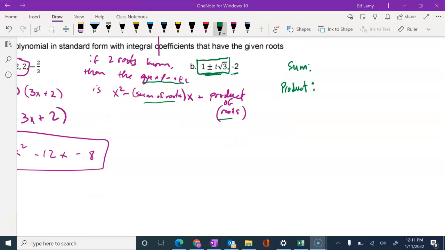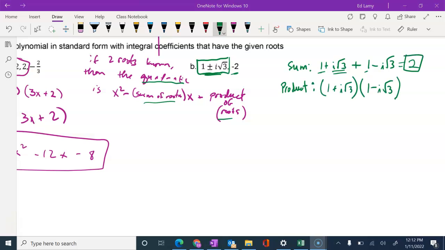If I have the sum of those two roots, one of them is 1 plus i times the square root of 3. Sum means add. Add that to 1 minus i times the square root of 3. And we add two complex numbers. We add the real part, 1 plus 1, that's 2. And we add the complex part. i square root of 3 plus a negative i square root of 3 would be 0i square root of 3. The sum is just 2.